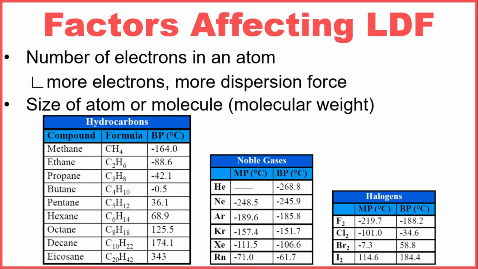The larger the atom is, the more electrons to slosh around, and the easier to polarize. For example, here in this table, as you increase the number of carbons, you increase the molecular weight. And if you notice, the boiling point also increases. The same with the noble gases and halogens. The noble gases and the halogens which have higher molecular weight have higher boiling points.